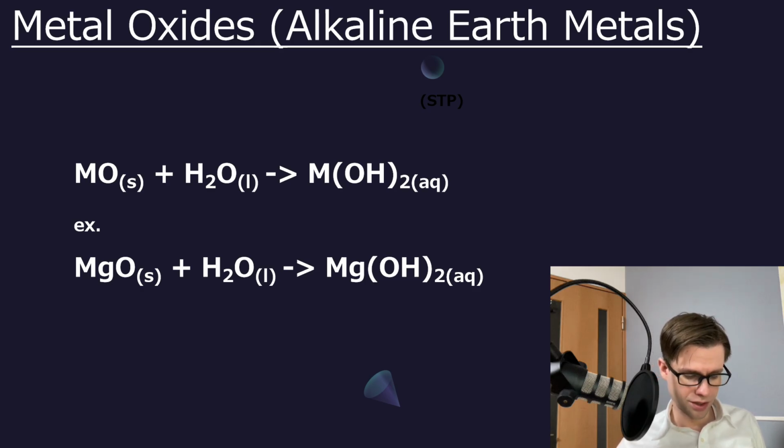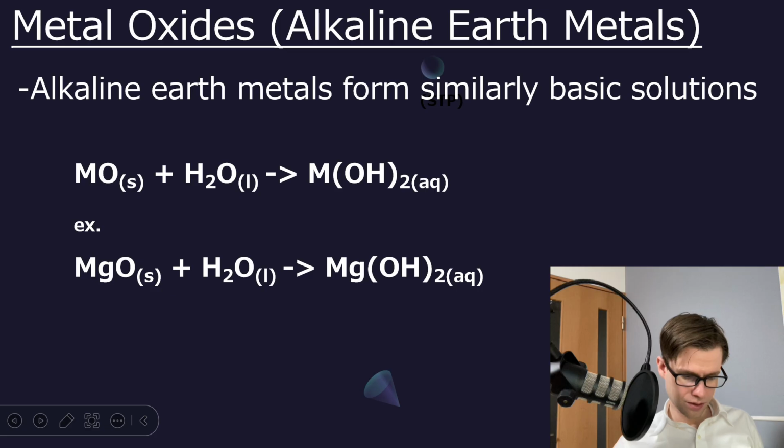So now just the numbers and the number of OH groups is a little bit different because these alkaline earth metals will lose 2 electrons to reach their most recent stable noble gas configuration. So then a real example, magnesium oxide, MgO plus H2O goes to Mg(OH)2. But very similar to with alkali metals. So alkaline earth metals form similarly basic solutions.